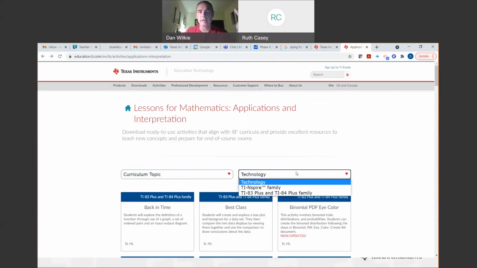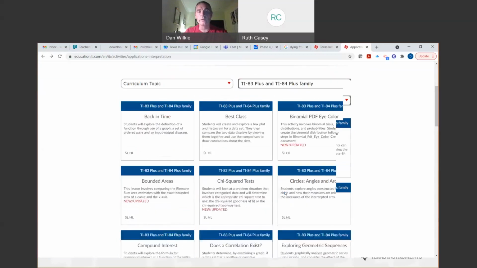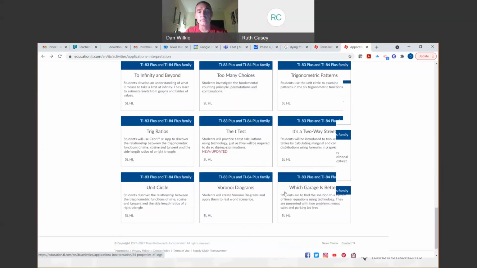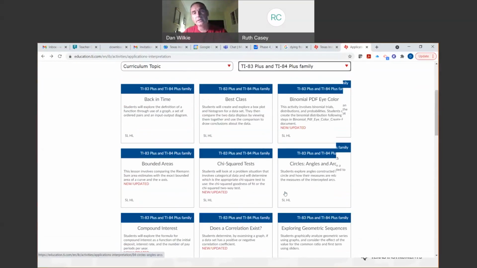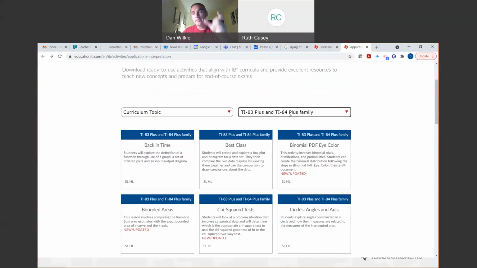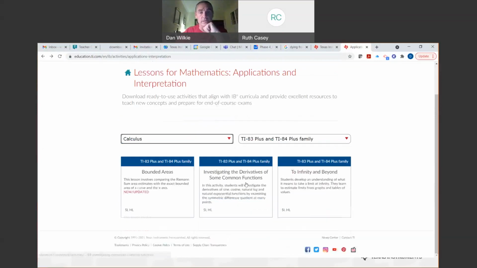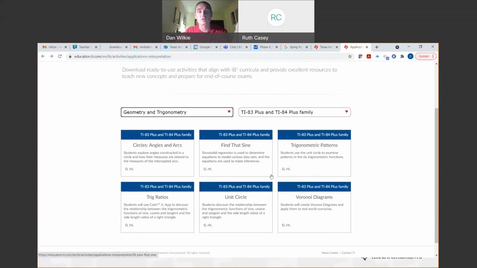So when you are going through this, just a real quick demonstration here. If I am an 84 user and click on that, only the 84 activities show up. But what we're trying to do is, no matter if you're using the 84 or the Nspire, all of them are going to be aligned, and you're not going to miss out on anything with respect to either one. But I can also say, I only want the calculus ones. So these are your calculus activities. Or if I only want the geometry and trig ones, here is what I'm going to be dealing with. So that's just a quick demonstration for that.